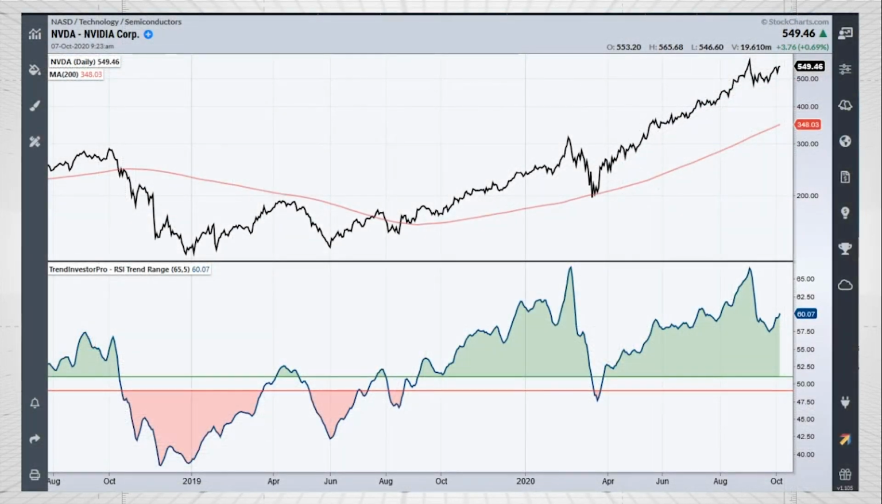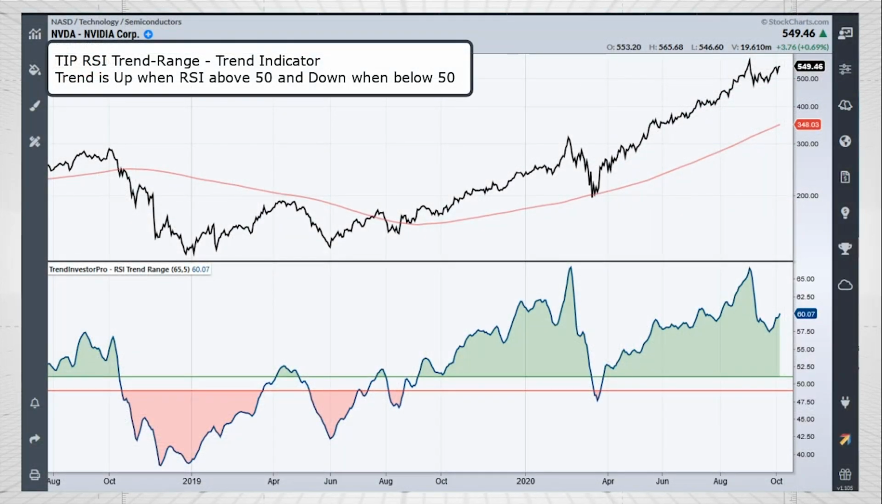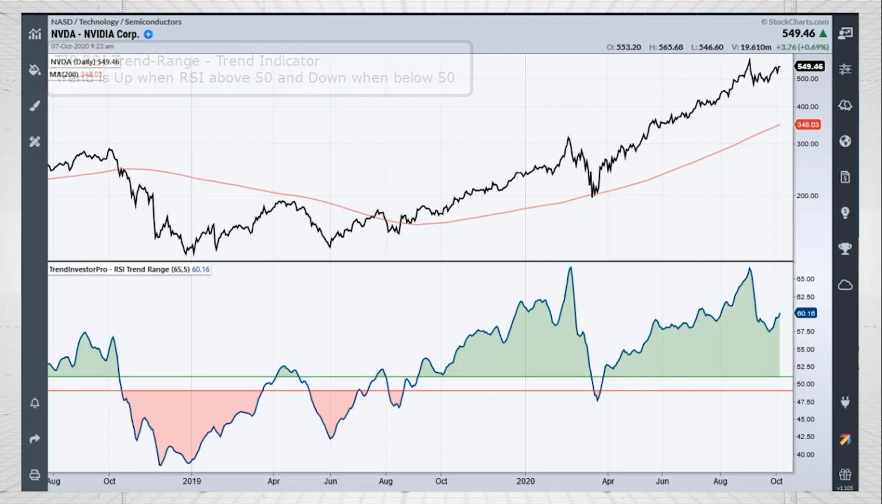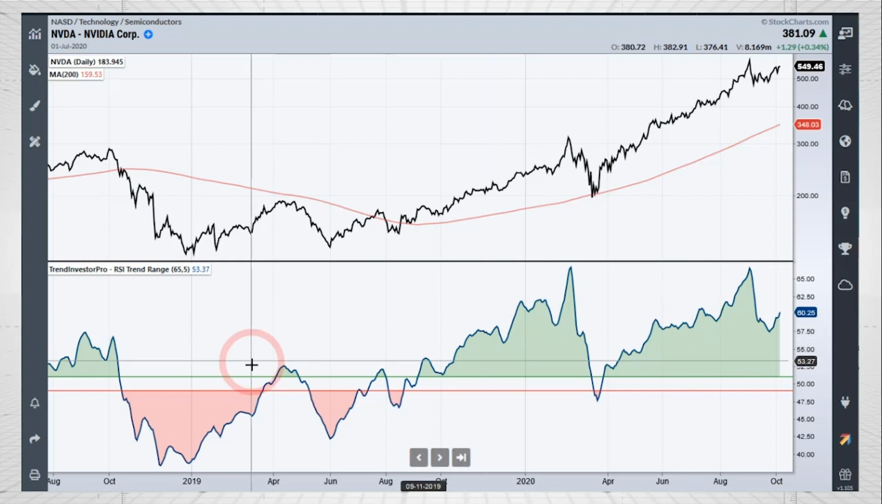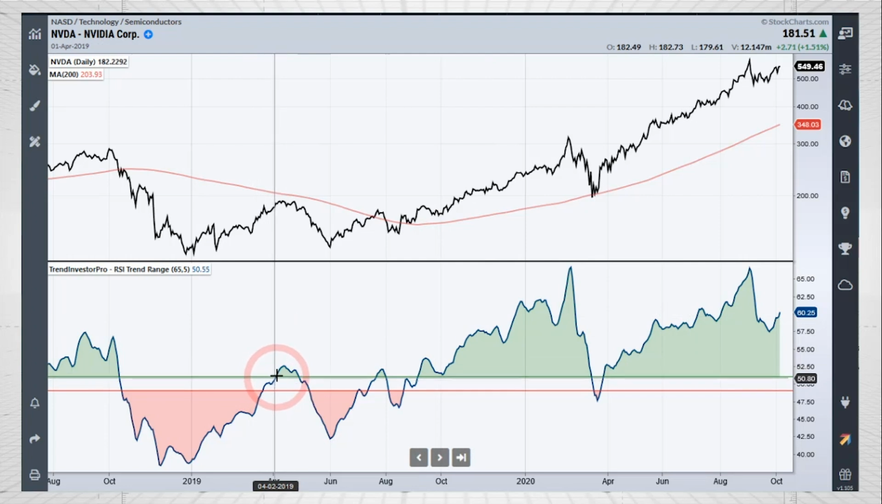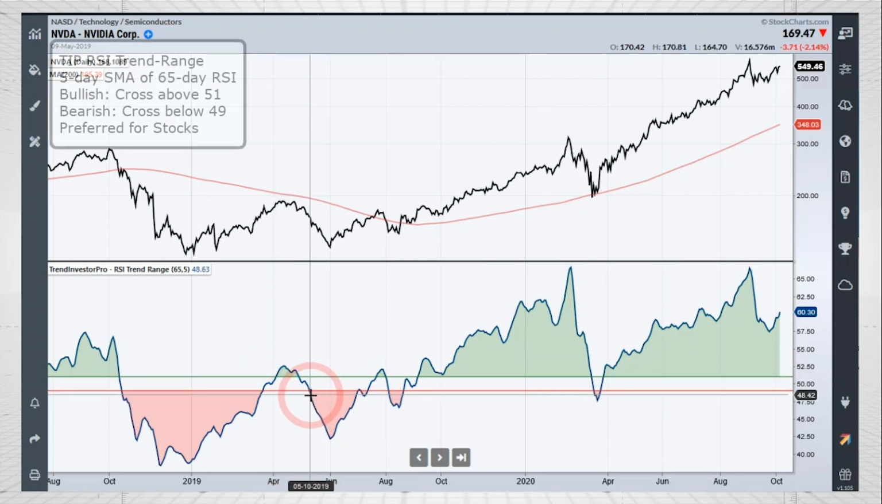Next, we have the RSI Trend-Range indicator. And basically RSI, when it's above 50, prices are rising. When it's below 50, prices are falling. And I use a 65-period RSI, and I smooth it with a 5-period moving average. And basically, it's bullish when it goes above 51. There you can see the green shading, and bearish when below 49.